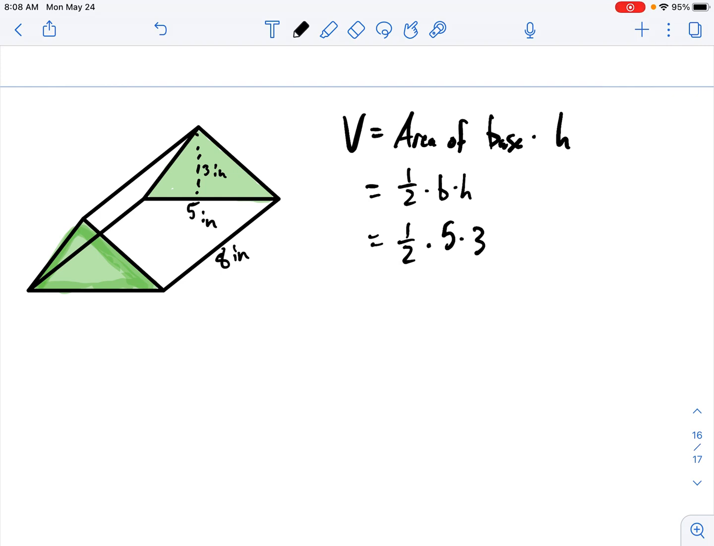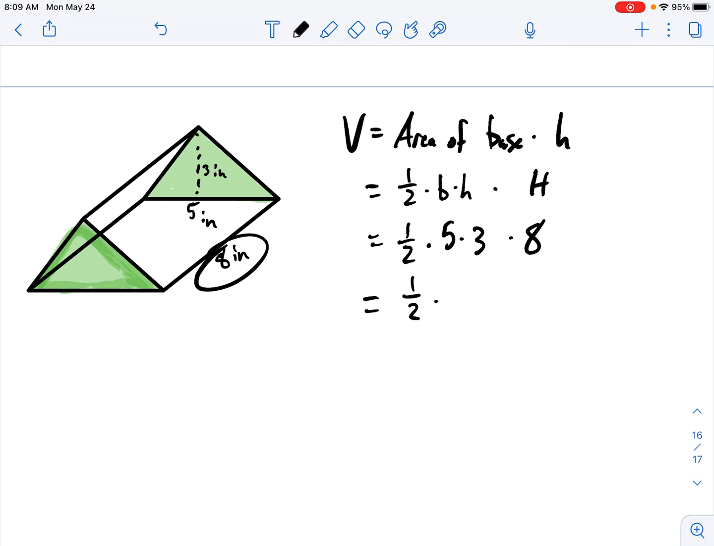And then that's going to be times the actual height of the prism, which is 8, right? So it's really just the other length. So instead of thinking of it as the height, you can think of it as whatever the other length is. So now we just have to multiply these numbers together. And remember, in multiplication, the order doesn't really matter so much. So I don't want to do 1/2 times 5 or 1/2 times 15, so I'm just going to multiply all of these numbers together.